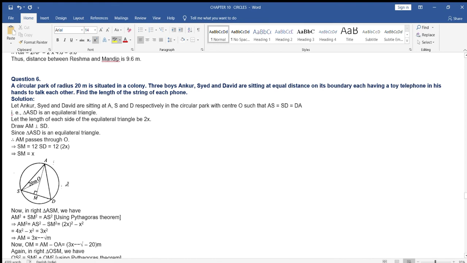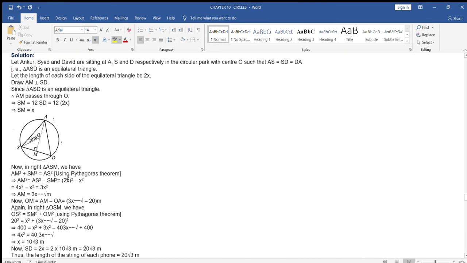Now if all three sides are equal, we find that it is an equilateral triangle. Now we are assuming that each side is 2x because somewhere we have to find the half of it. That's why we are taking 2x, so that it is easier for us to do the calculation. Otherwise you can take it as x also, but you have to calculate x upon 2. Now see what we have done. From A we have drawn AM perpendicular to this SD.